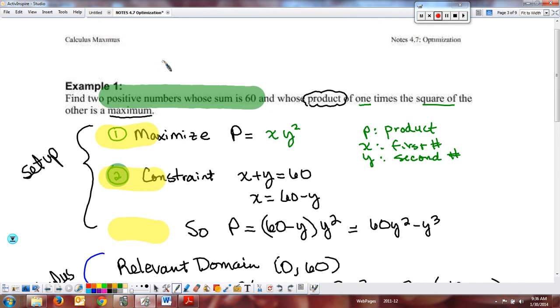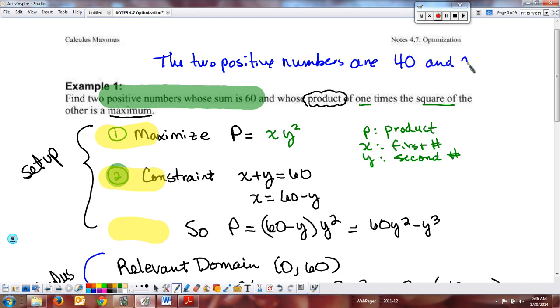And the answer is the two positive numbers are 40 and 20. And we've answered the question.